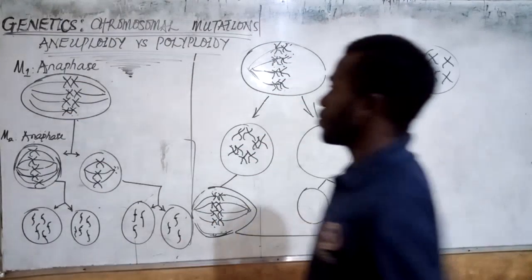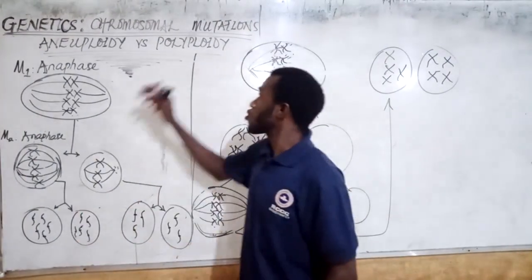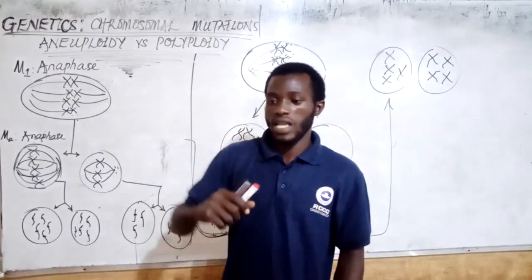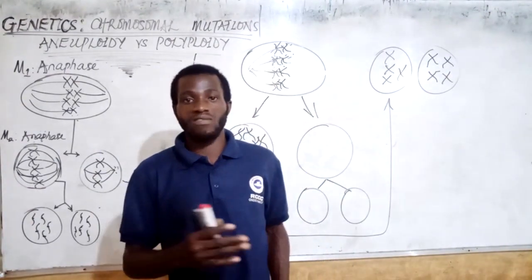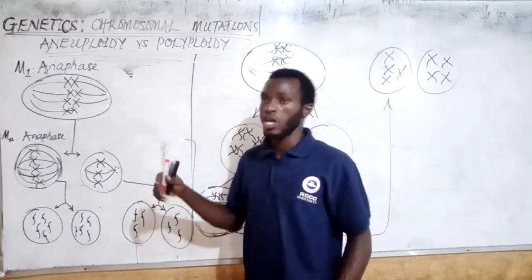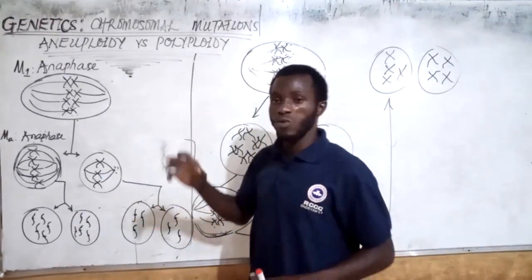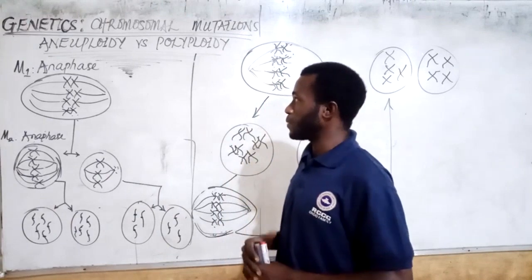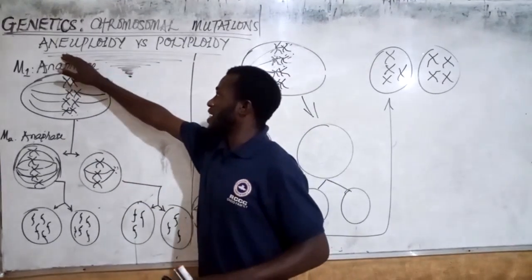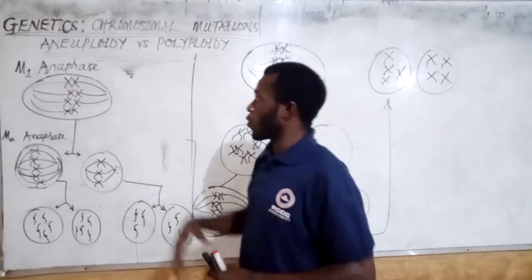In today's video, we are going to be considering chromosomal mutations. Remember, we talked about the different types of mutation: the frame shift, the point mutation, the chromosomal mutation. So basically, talking about the chromosomal mutation, there are two basic types: aneuploidy and polyploidy.